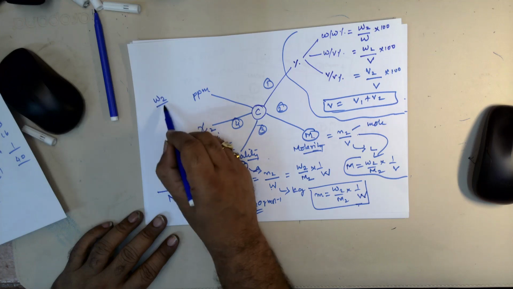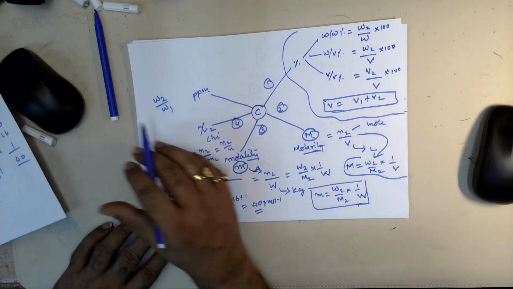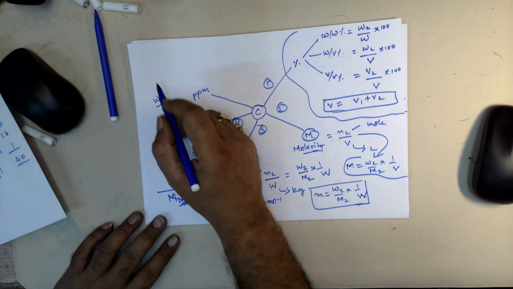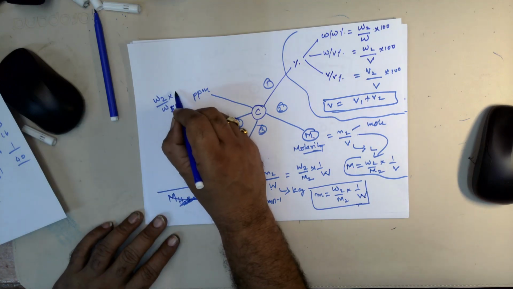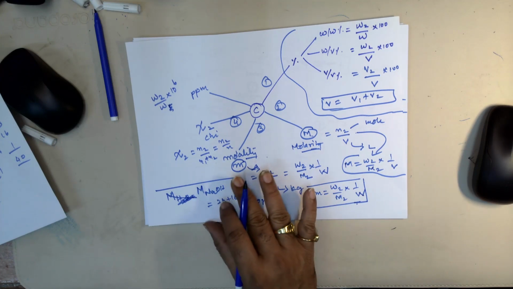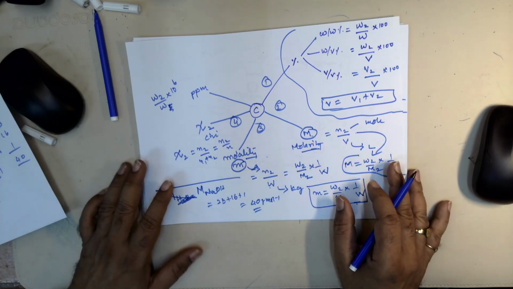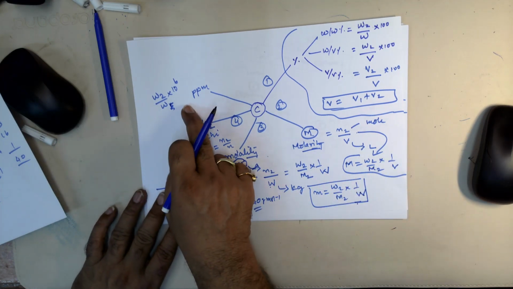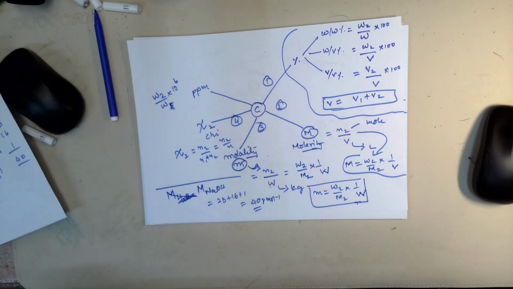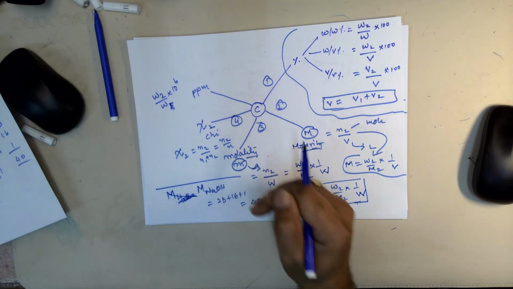This is nothing but weight by weight of the solute dissolved in the solution into parts per million, so 10 power 6 you can put. So 1 million is nothing but 10 power 6. I had taken 10 power minus 6 as 10 power plus 6, in the numerator. So it means this much parts per million.